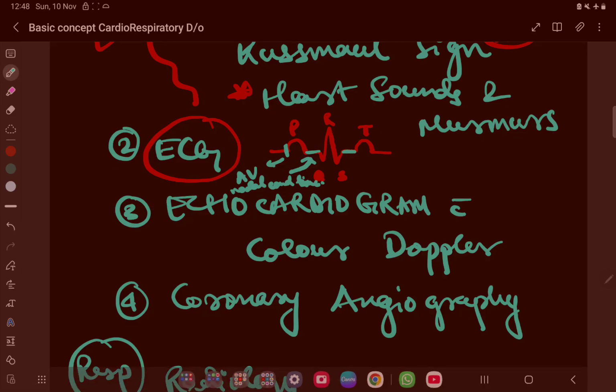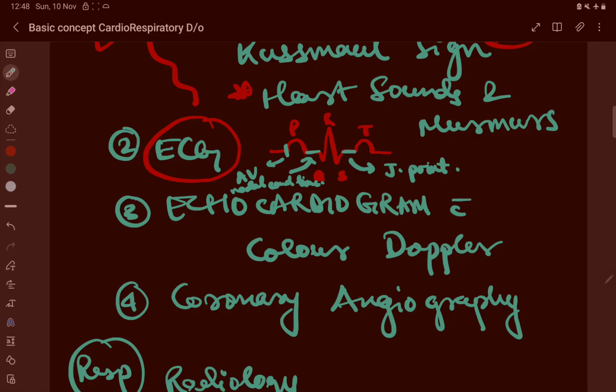Here is the term called the J point. Now there is something called a small q or a capital Q. Small q is a physiological q, this is the first negative deflection of the ECG. But a capital Q is what we call a pathological Q.